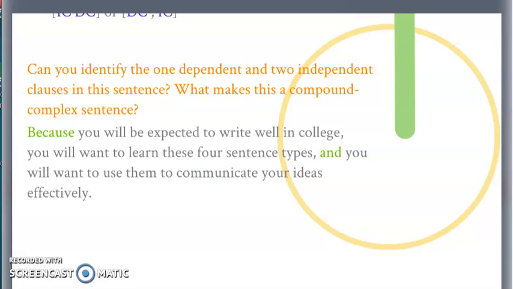Here, the one dependent clause is because you will be expected to write well in college. It's the adverbial clause joined by a subordinating conjunction. And the 2 independent clauses are, you will want to learn these 4 types, and you will want to use them to communicate your ideas effectively. These independent clauses are joined by the coordinating conjunction and. This is an example of a compound complex sentence since it has 2 independent clauses and 1 dependent clause.